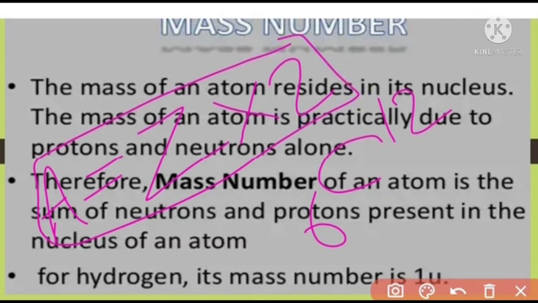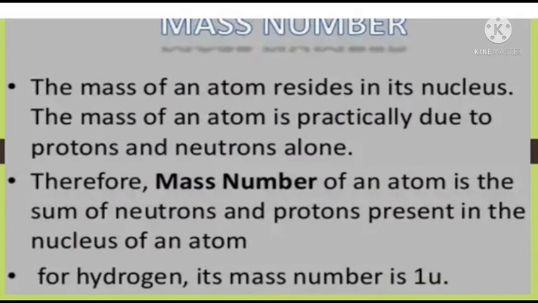This calculation is only applicable for the simplest elements in the periodic table. For other heavy elements, we calculate the number of protons and neutrons in the nucleus. The sum of neutrons and protons gives the mass number for the corresponding element. This is the calculation of mass number.